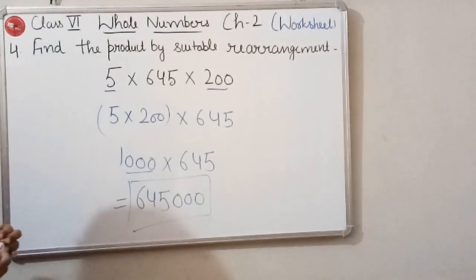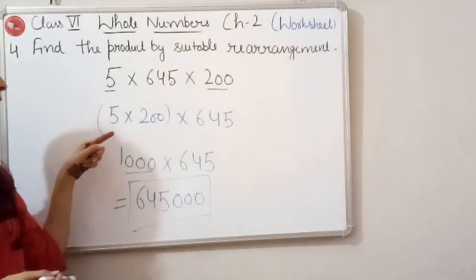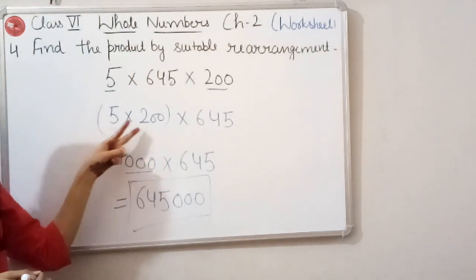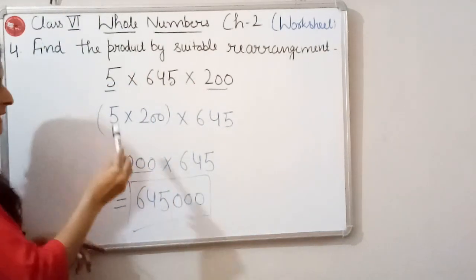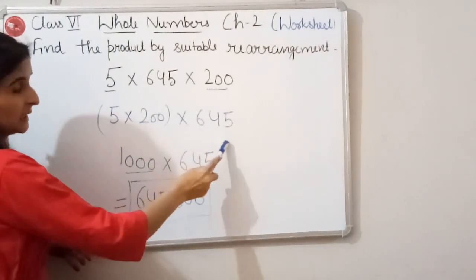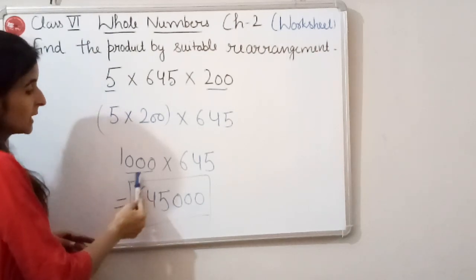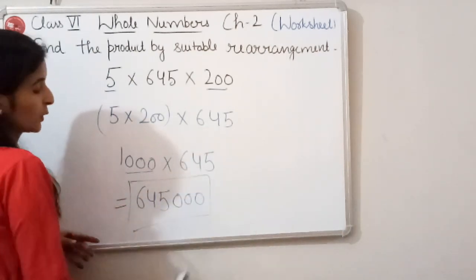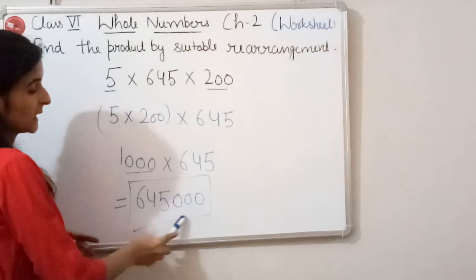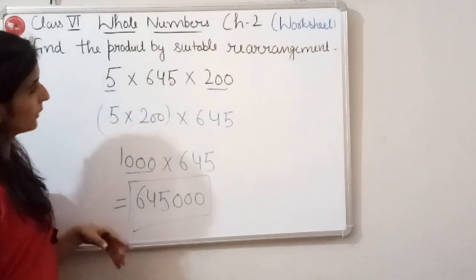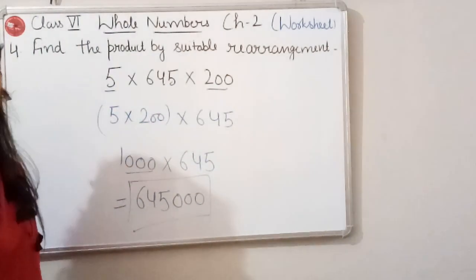Fine. What we have done, we just have formed a group of two numbers where we can get more and more zeros, and then we have multiplied this by the third number. So 5 multiplied by 200 is 1000. 1000 multiplied by 645 is 645 and then 3 zeros. Fine. This was the solution of question number 4.